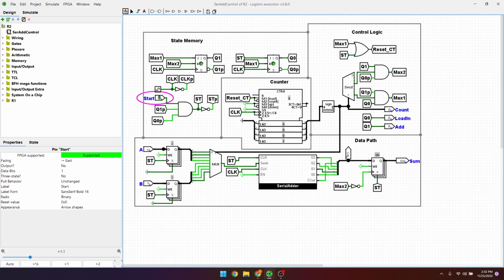And then the status signals are Q1 and Q0. They're held in the state memory, and it's just saying, okay, this is currently what state we're in. We're either in idle mode, or we're in adding mode, or we're in loading mode. And that's given by these JK flip-flops here, which are, as you can see, determined by mux 1 and mux 2.